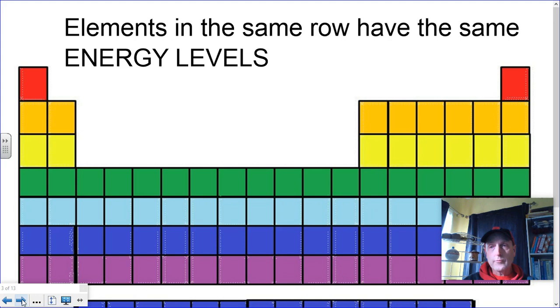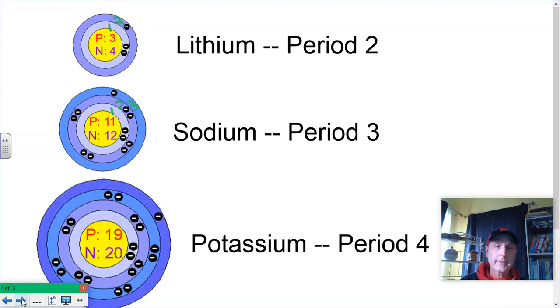Remember, elements in the same row or the same period have the same number of energy levels. And energy level, remember, starts from the center and goes out. Here are 3 examples. Lithium is in the second period, so it has 2 energy levels of electrons, 2 electrons in the first, 1 in the second. Sodium is in the third period and it has 3 energy levels of electrons around it. Potassium's in the fourth period, and look, it's got 4 energy levels of electrons coming out from the center.